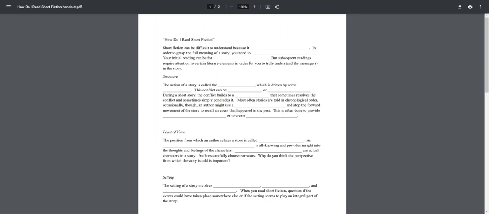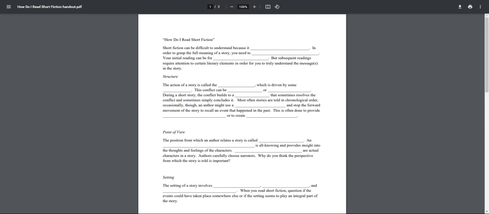And the first is structure. So the action of the story is called the plot. So this is just what happens. If I say, tell me what the story is about, I'm asking you for plot. And plot is driven by some sort of conflict, okay? If there is no conflict, there is no story. And the conflict can be internal or external.